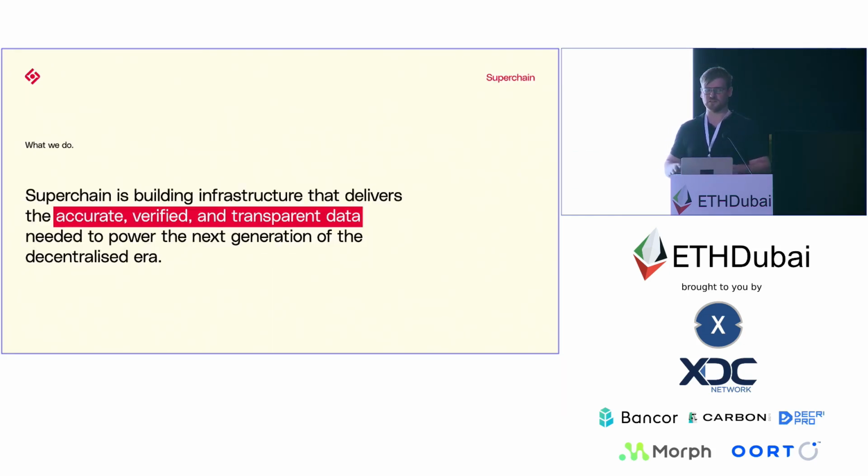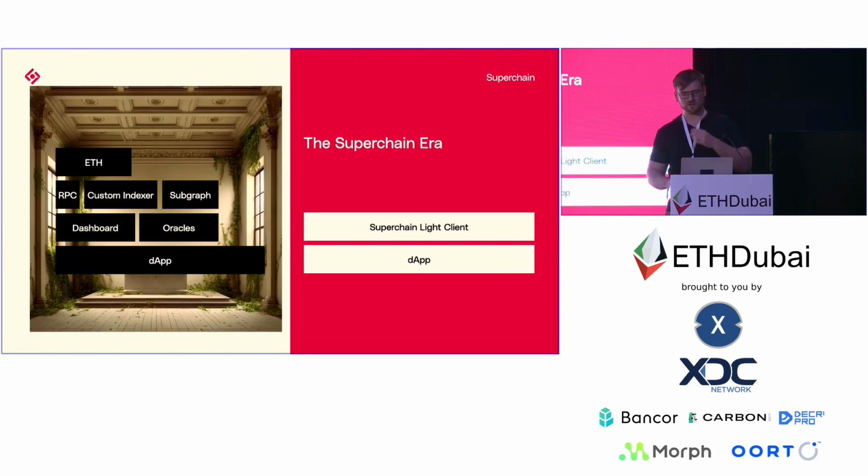So I'm obviously leading somewhere here. What we do at Superchain is we provide accurate, verified and transparent data. And the cool thing about that is that once you have verified and transparent data, you're able to build some of these key crypto primitives in a way that's fully decentralized. And not only that, but also really, really fast.